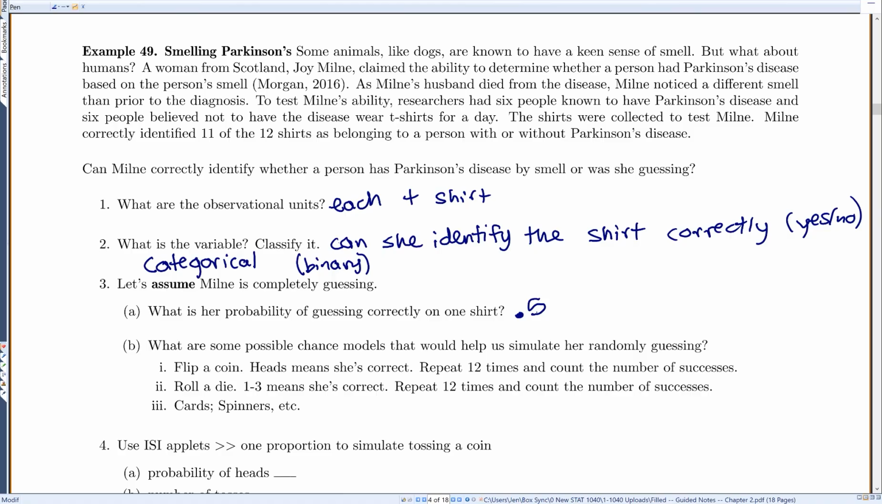What are some possible chance models that could help us simulate her randomly guessing? Well, we could flip a coin. Heads means she's correct. You could repeat it 12 times because she smelled 12 shirts and count the number of successes. Or you could roll a die and say 1 to 3 if she's correct, and 4 to 6 if she's wrong. Repeat that 12 times, count the number of successes. You could use cards, spinners, etc. You can do a lot of things as long as the chance of a success is 0.5 on each repetition, and then you have to do it 12 times.